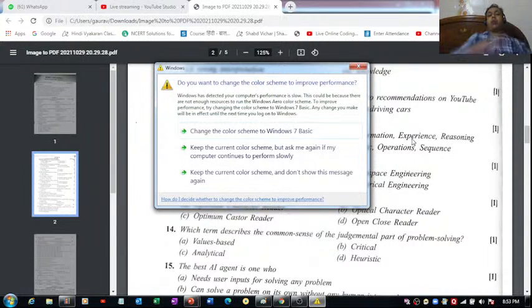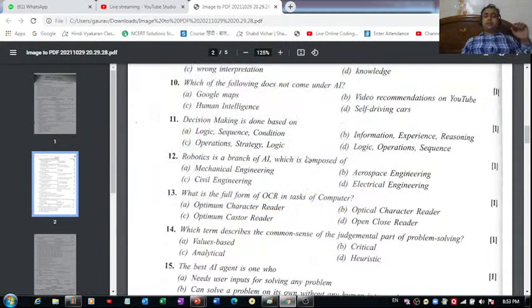Experience is also required. The things we have experienced in our past, definitely we take them into consideration while making a decision, right? Then reasoning, yes. So the correct answer of question number 11 is part B, information, experience, and reasoning. Information here refers to data insights.